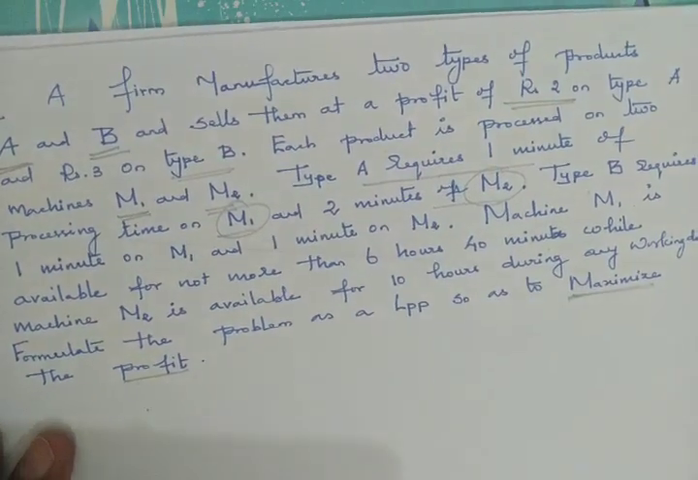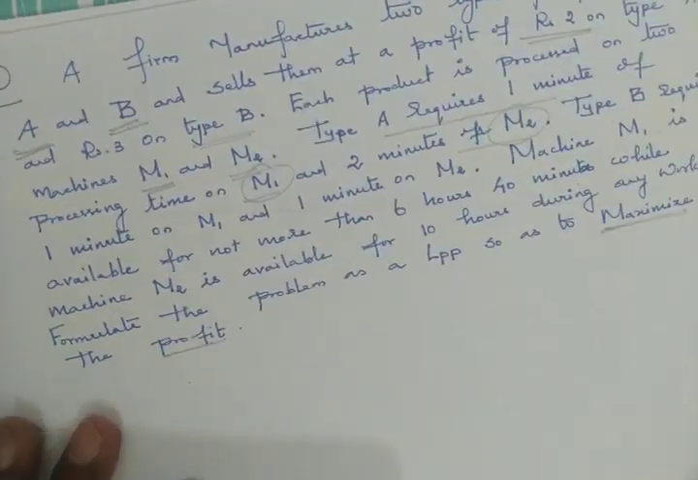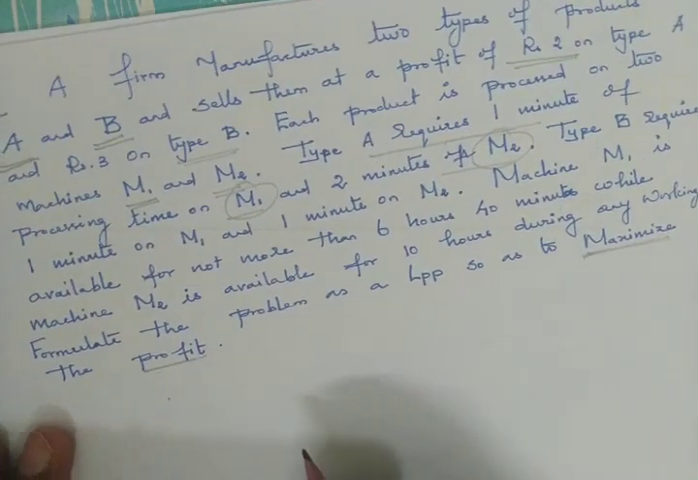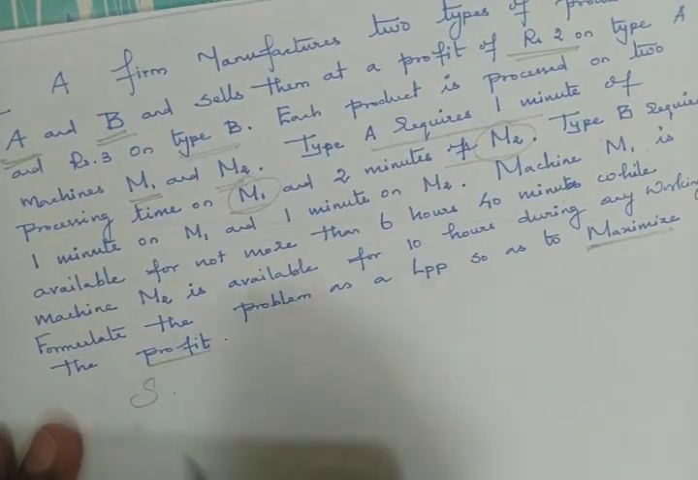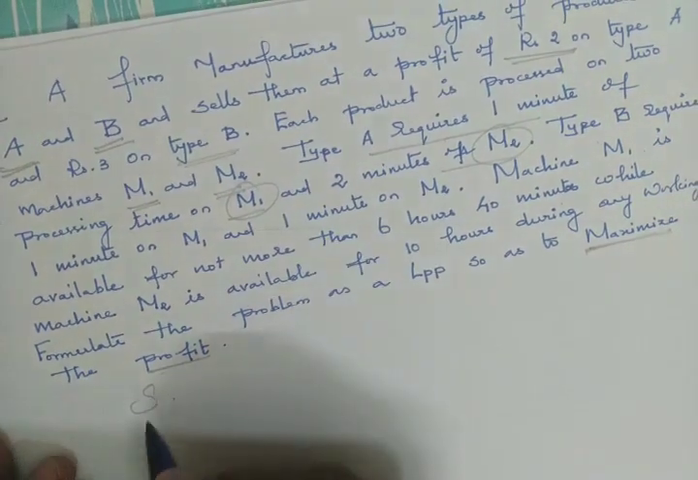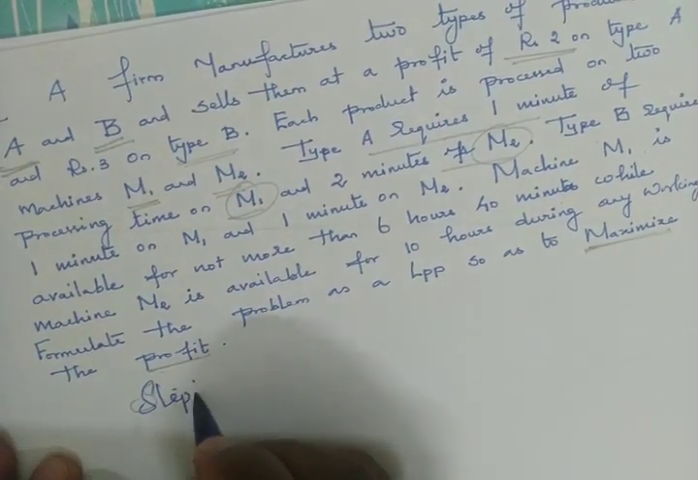Now if the problem is given like this, to form an LPP, by step number 1 you are going to identify the decision variables.